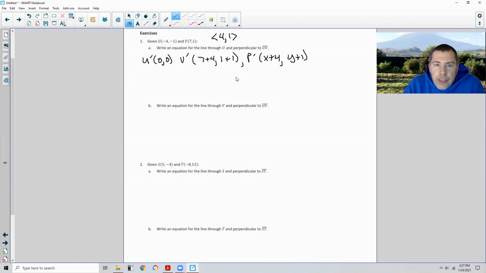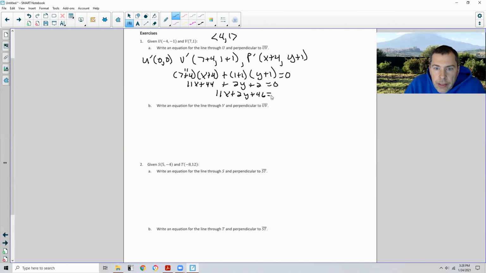So there are our 3 points, and now we just want to find a perpendicular for these. So we're going to say x times x, right? Here's our x and P prime, plus our y times our y. Okay, I didn't do any simplification yet. Now I'm going to simplify this. This is 11, and it's 11 times x plus 4, which would be 11x plus 44, plus 2 times y, 2y, 2 times 1, 2, has to equal 0. Combine like terms: 11x plus 2y plus 46 equals 0.